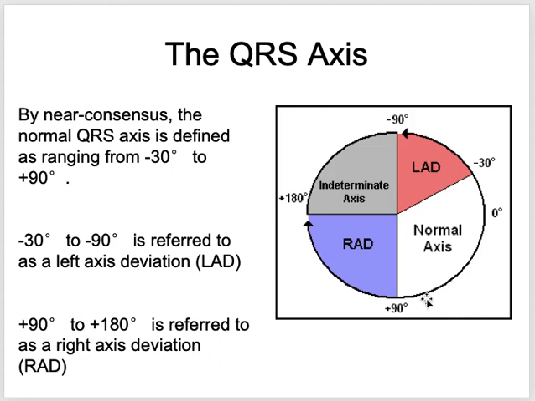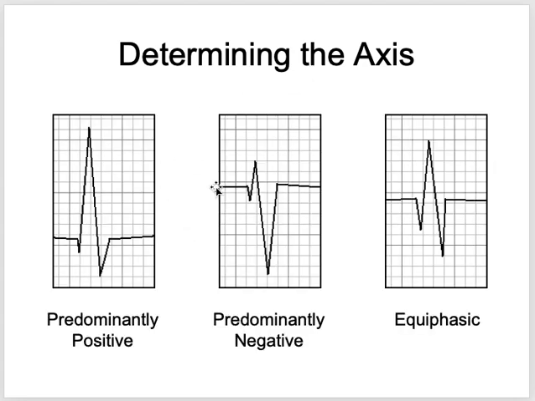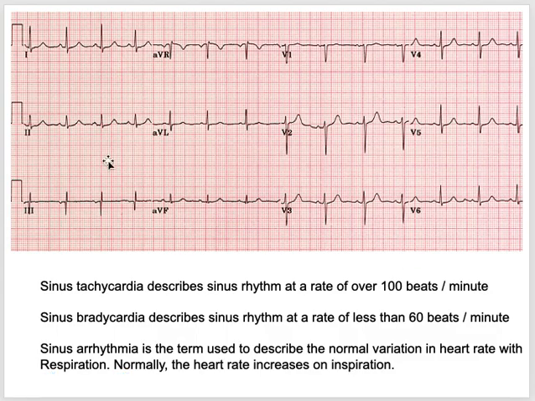Now students find it very difficult to understand this concept simply. I will tell you one of the ways. To determine the axis, there is a quadrant approach and an equiphasic approach. Now I will tell you what I like about this one. I will go to the normal ECG again. The best way is to look at lead 1, 2, 3.